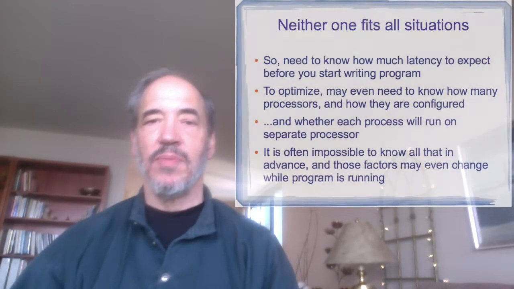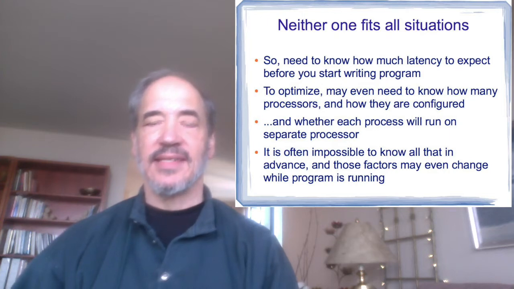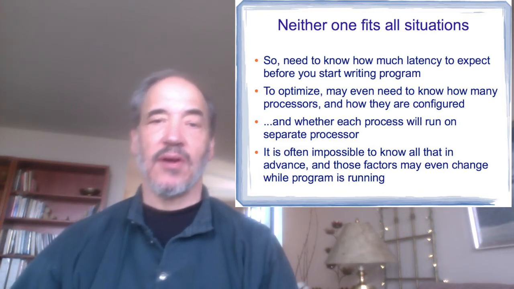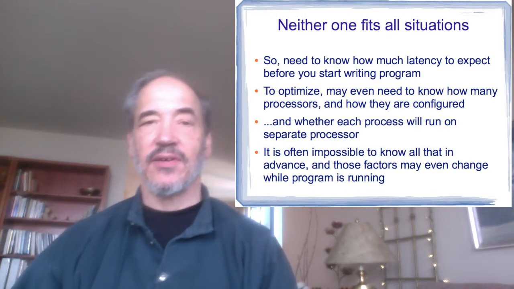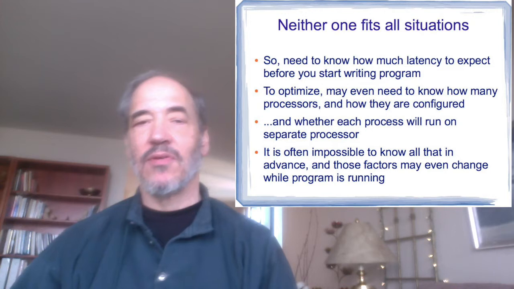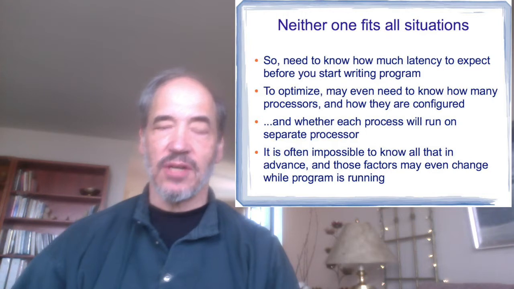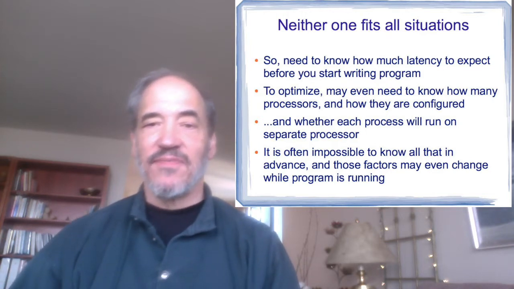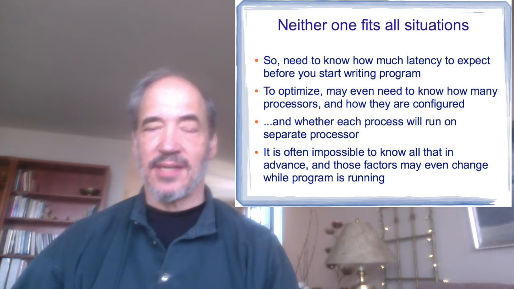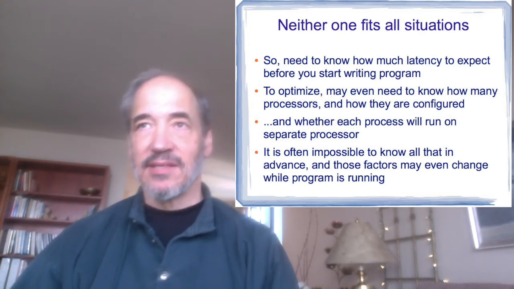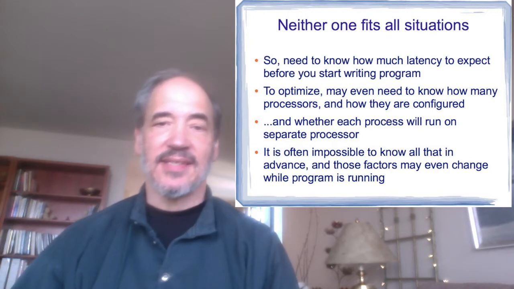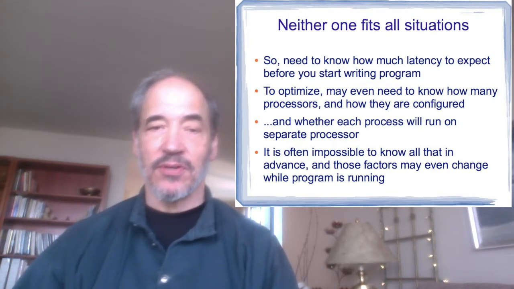Essentially, the programmer has to know before they start programming how much latency to expect on the target platform. And to optimize it, they may even need to know how many processors are on that platform and how they're configured. And there may be high latency between some and low latency between the others. So they might have to optimize by using some shared memory, some message passing. And if multiple processes will be sharing some of those processors, then some of them may end up running slower. And in fact, we may need to make assumptions about how fast each processor will run in order to optimize communication so that things aren't waiting around.